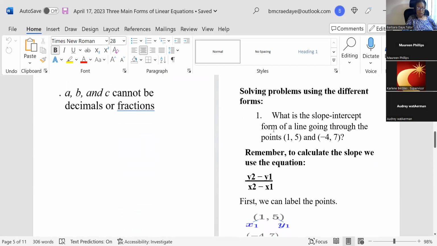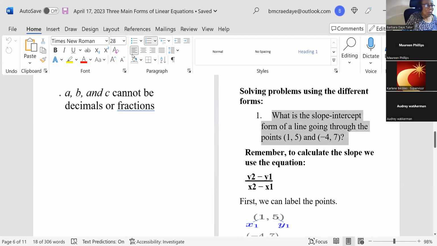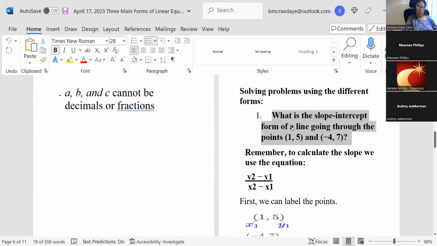What is the slope-intercept form of a line going through these points? Now, you have x is 1, y is 5. Let me make this bold so it's clearer. Okay, so x is 1, y is 5. Then you have another point, x is -4, and y is 7.